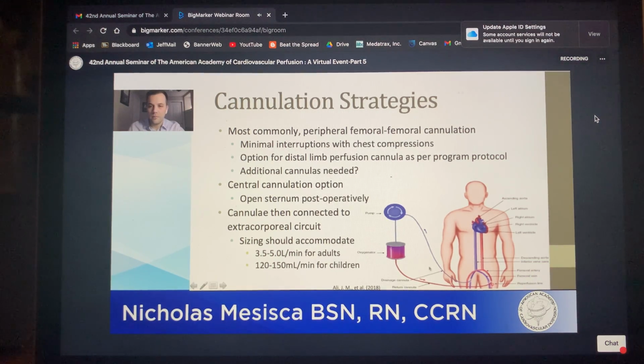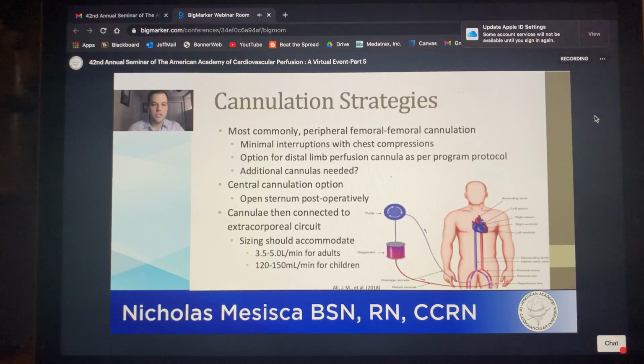As you can see in this diagram, the venous cannula will take blood from the venous system through the circuit to a pump head, which typically is a centrifugal pump head for adults and a roller pump head for pediatrics. The pump head sends the deoxygenated blood to the oxygenator. That's where the gas exchange is going to occur. And then from the oxygenator, oxygenated blood is going to return through the circuit back to the arterial cannula into the arterial system of the patient.